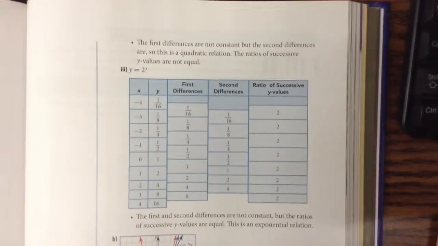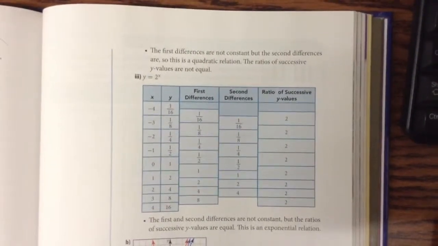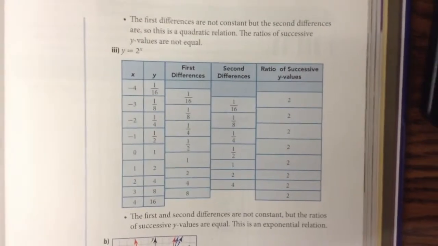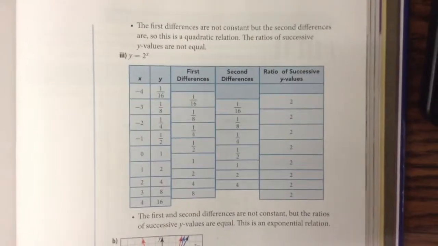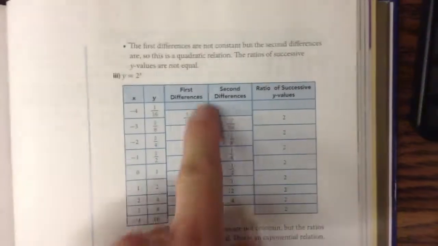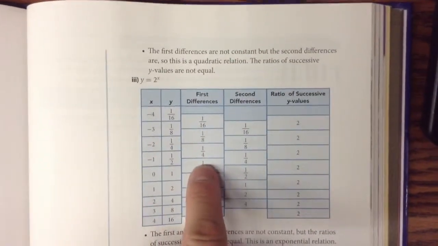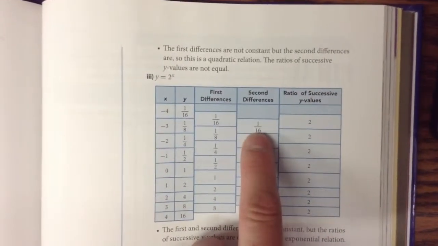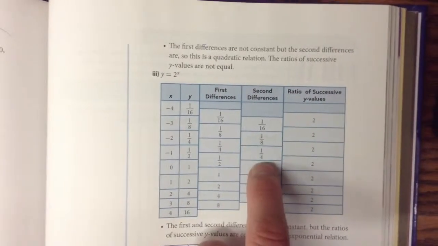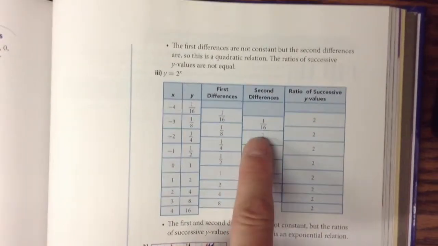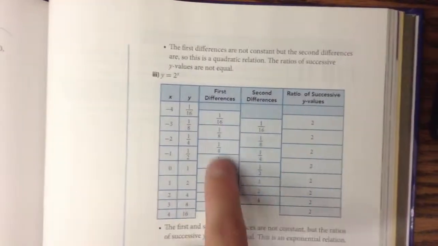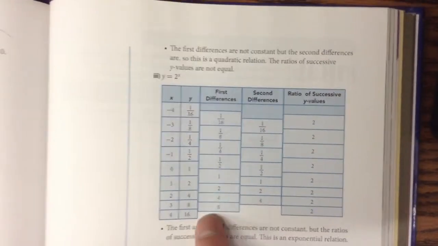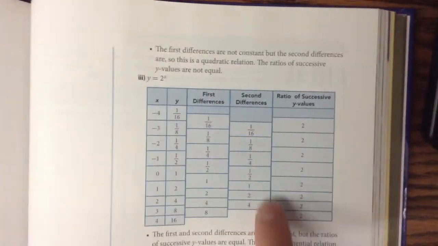Last, what if the x is in the power? So y equals 2 to the power of x, an exponential relation. When you find the first differences, there's no pattern: 1/16, 1/8, 1/4, and so on. Second differences still show the same problem: 1/16, 1/8, 1/4. The pattern is exactly the same between first and second differences. So what's going on here? This doesn't work, but we're looking for a pattern where all the numbers are the same.